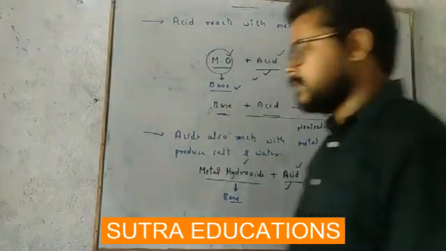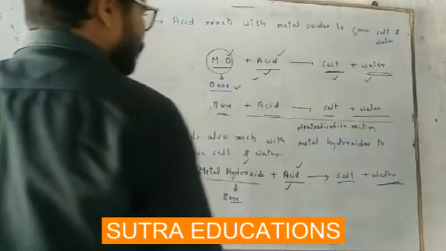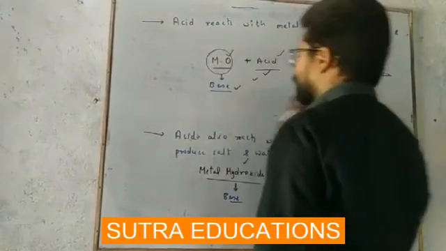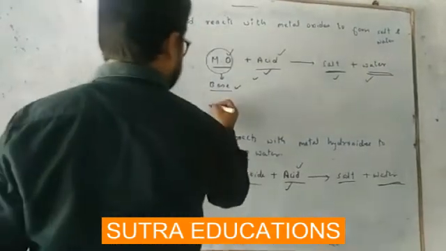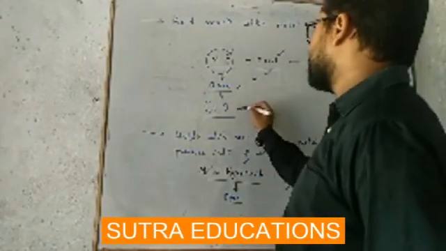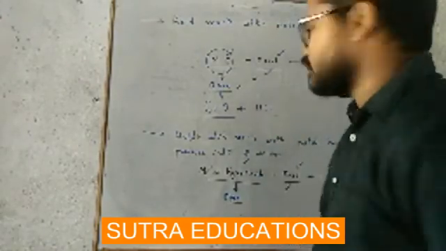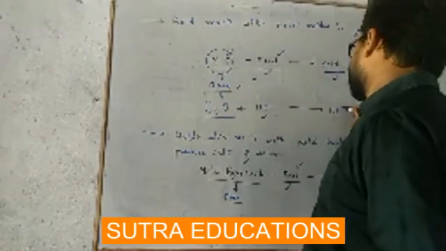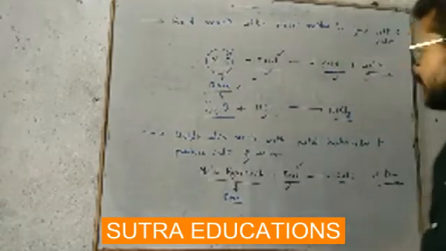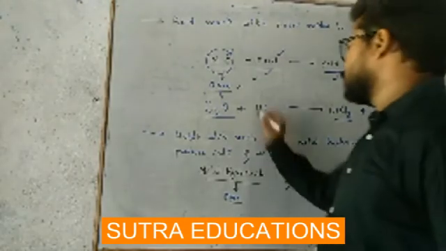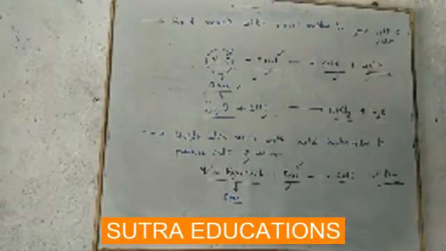For example, say copper is the metal, and its oxide will be copper oxide, CuO. So I am writing here copper oxide. What is this? This is a metal oxide, plus acid, say it is HCl. Then it will form a salt, CuCl2, and water will be released, H2O. So add 2 here, it will give you CuCl2 plus water.